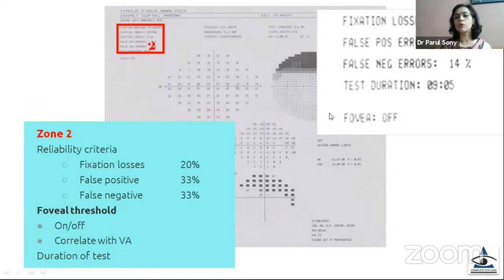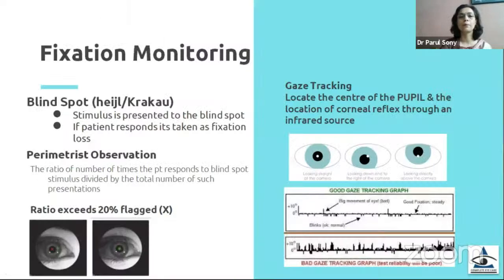It also tells you about the test duration and whether you have kept the fovea on or off. Now, how does the machine monitor the fixation target? It projects the stimulus on the blind spot, and if the patient is pressing the trigger, that is noted as the fixation losses. And the perimetrist can also see if the eye is moving on this window.